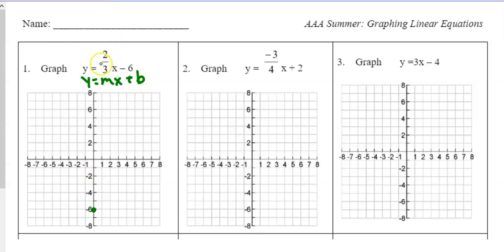Now I'm going to count out a slope of positive 2 over positive 3, so rising 2 and to the right 3. And again, fill in your chart. Put as many points on there as you can get. I'm going to run off the chart at that point in time, and then I'm going to draw my line.